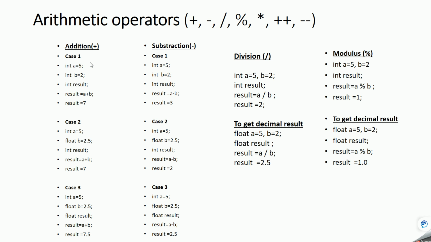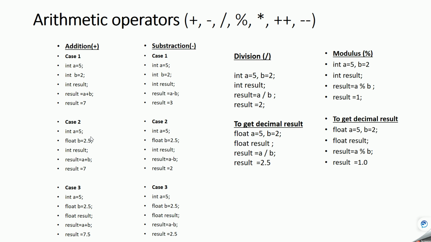In the first case, we have a equal to 5 and b equal to 5, and these are integers, and we have another integer variable called result. We are performing the addition of a and b and storing the result in the result variable. In this case, the result will be 10. We have another case where we have an integer a and a float b, and we have an integer result. We perform a plus b, and the result is coming as 7.